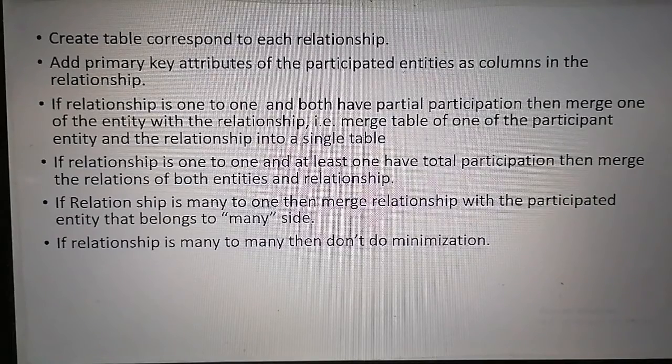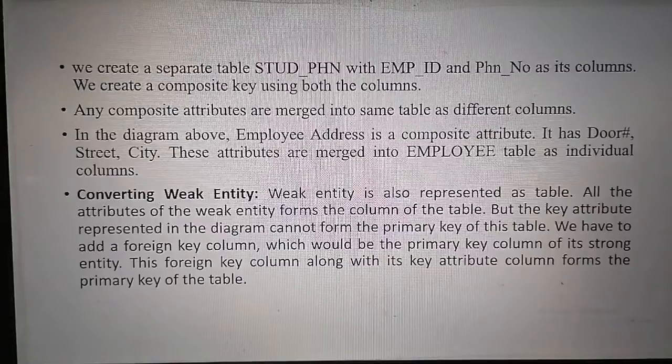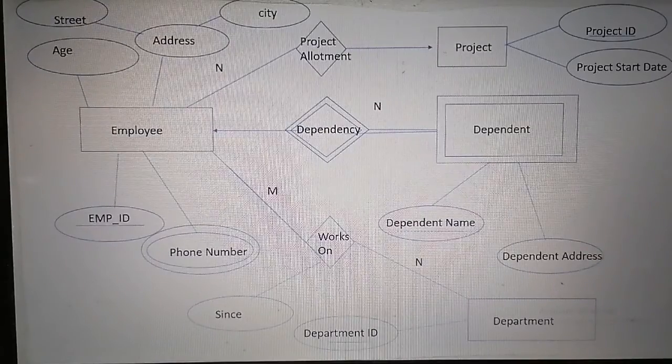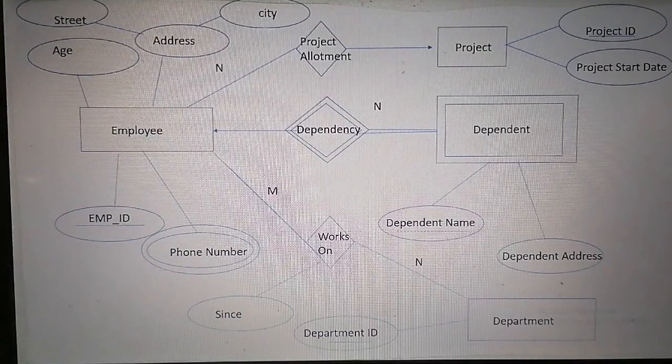And if there is any many to many relationship, then we don't do any minimization. In the case of employee and department, they are related with the relationship works on, and the cardinality is many to many. So in the case of many to many, we cannot do any minimization, and we will do nothing here.